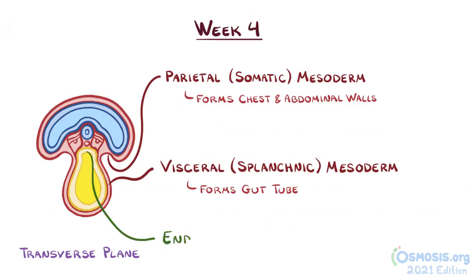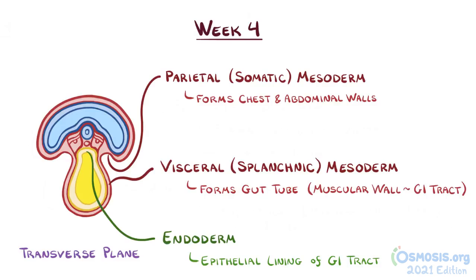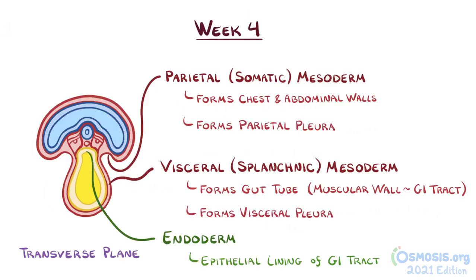More specifically, the endoderm becomes the epithelial cell lining of the gastrointestinal tract, while the visceral layer of the mesoderm becomes the muscular wall. The mesoderm also gives rise to serous membranes that become the visceral and parietal pleura. 2 layers of the visceral pleura come together to form the mesentery, which was reclassified as a body organ. The mesentery suspends the gut tube in the abdominal cavity.